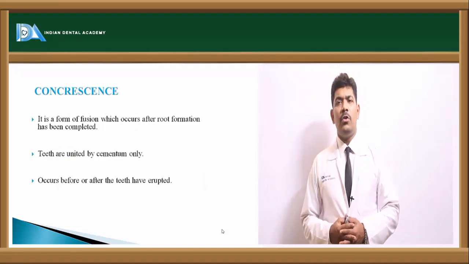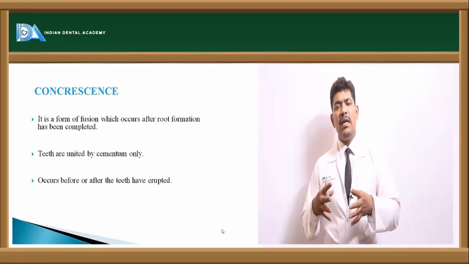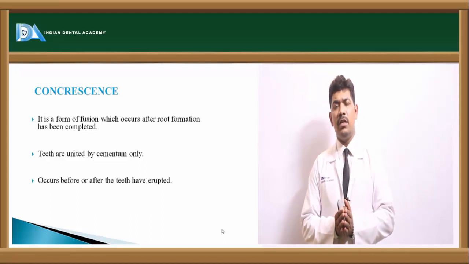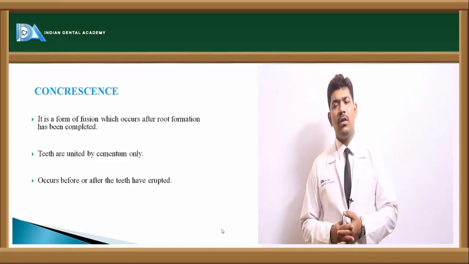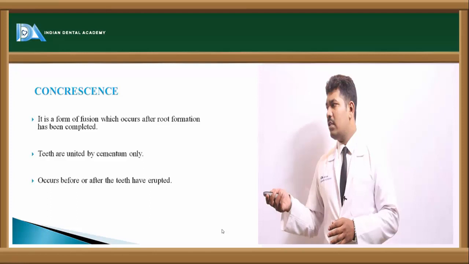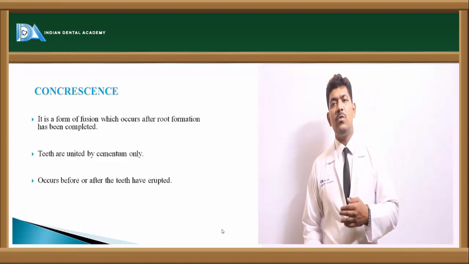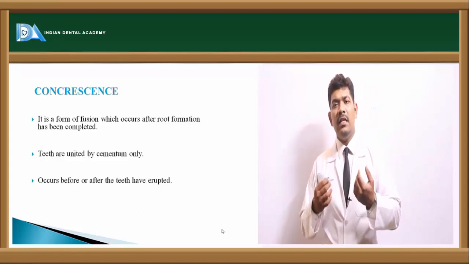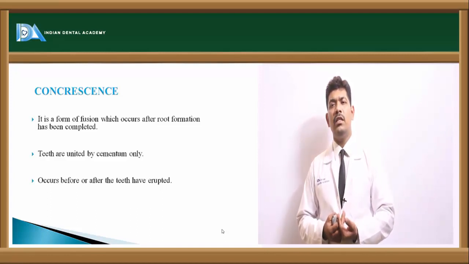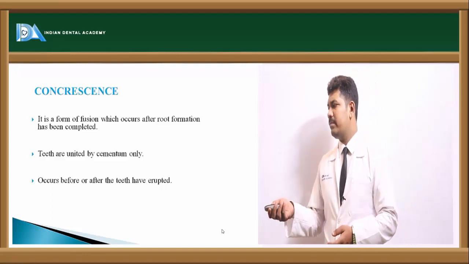Then we come over to concrescence. The basic word suggests that there's some kind of cementation between two different teeth, or two different tooth germs. That's basically what happens in concrescence. There is unity between two different tooth germs at the level of cementum only. So there is fusion which occurs after the root formation. After the tooth root formation totally occurs, there is a fusion of these two teeth at the cementum level. That gives an appearance of concrescent teeth.